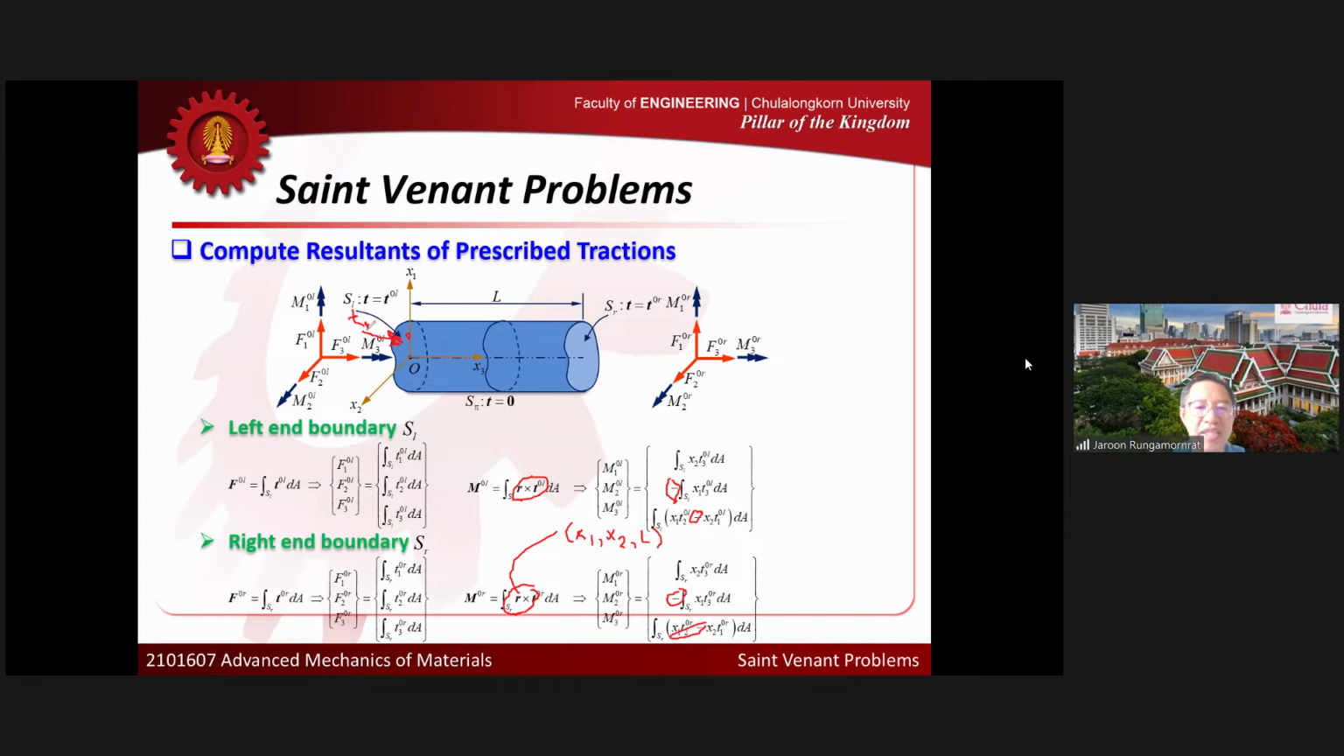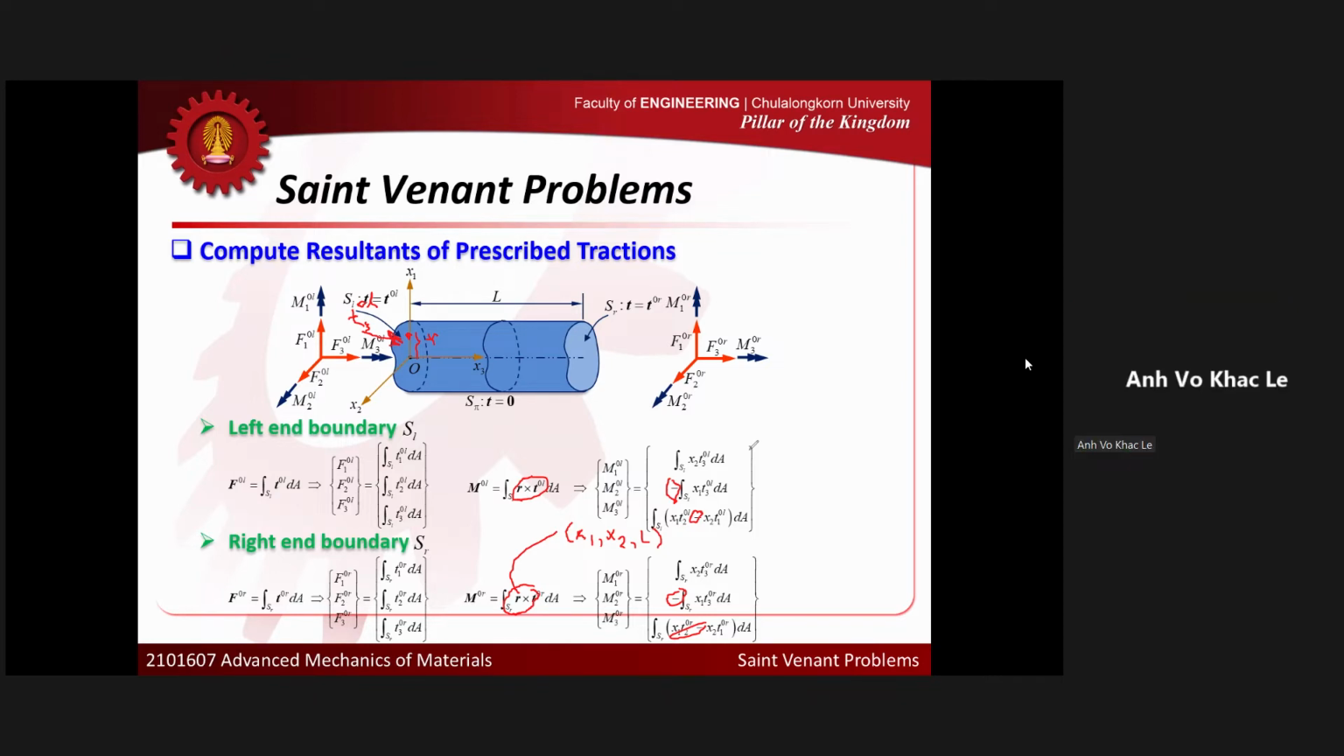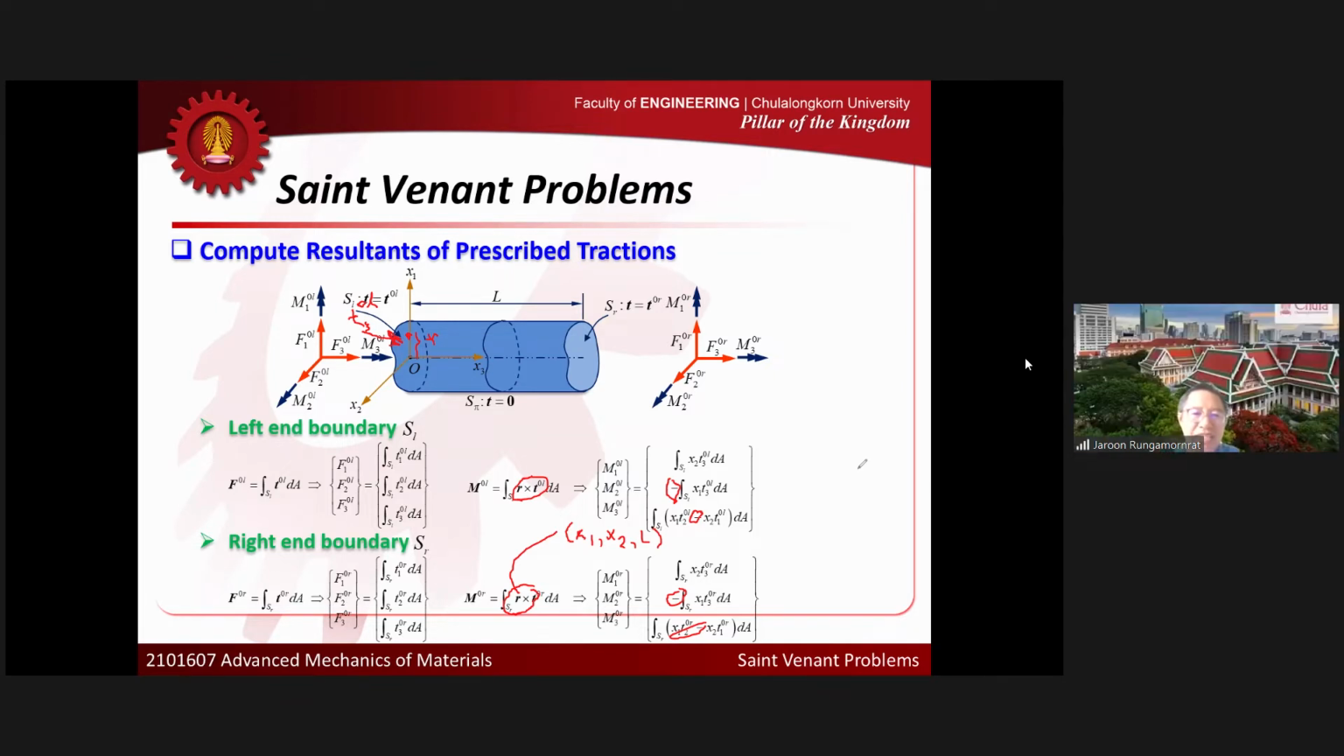So if you apply T30L at the positive x1 position, and you look at the moment at the application point here, so let's say this x1 is positive. If you apply the traction at that point in the positive direction, you can see clearly that this traction produces the moment in the negative x2 direction. Okay. So you can think about that in the same way.